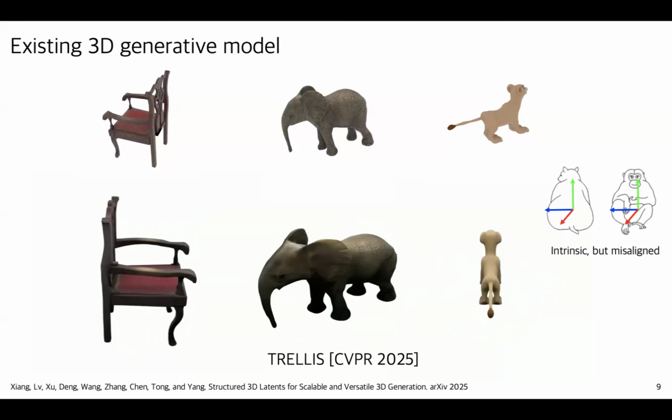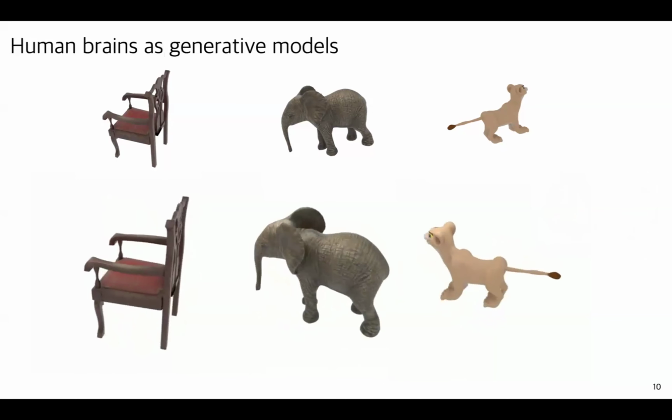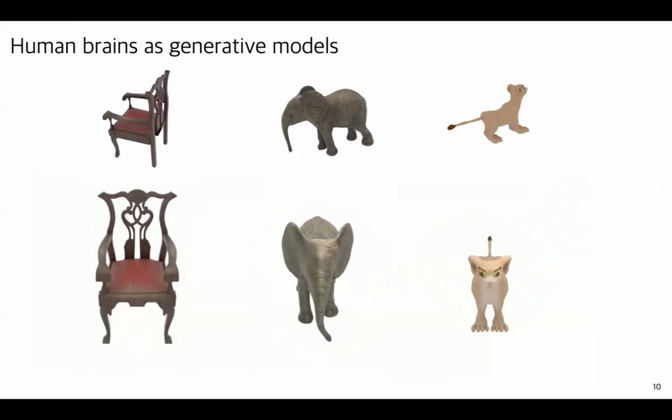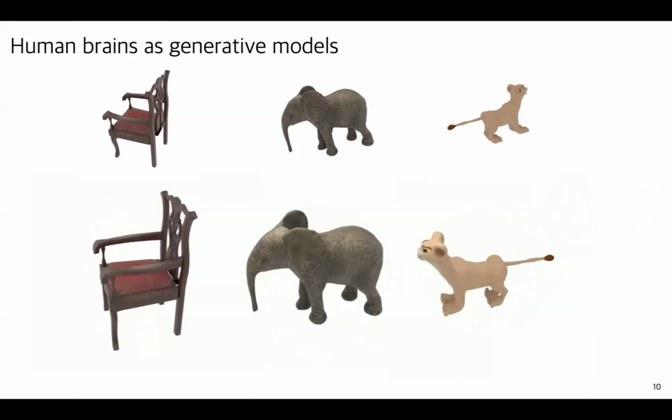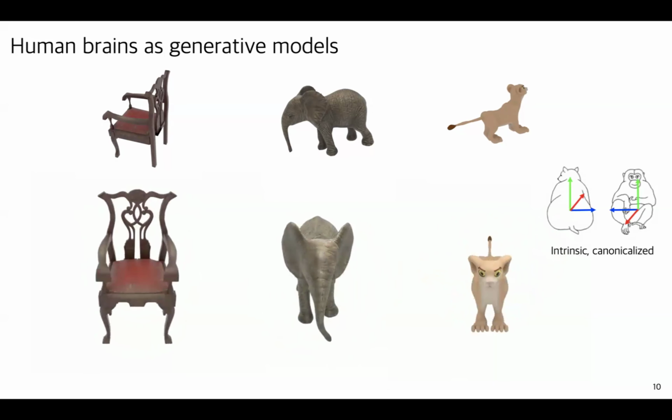And in that case, it's not that helpful, or not that convenient, if you, for example, want to put objects into some scene that you generate, or if you want to do analysis by synthesis to determine the object pose by looking at how the objects are generated, right? As human beings, it's very easy for us to imagine objects in this intrinsic and canonicalized object coordinate system. And then we can do analysis by synthesis to determine the object poses.